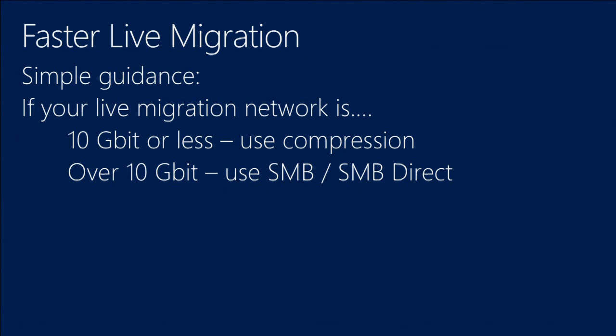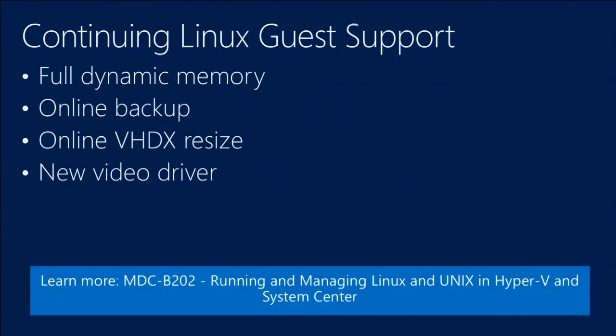It's kind of hard to find, but it is out there. If you have 1 gigabit RDMA enabled hardware, it's not worth it. Don't use it. Use compression. So that's really the decision point about whether you go with compression or RDMA is all about how much bandwidth do you have available for live migration.